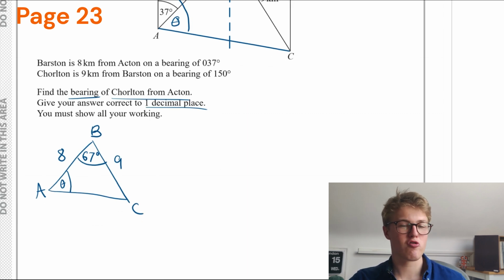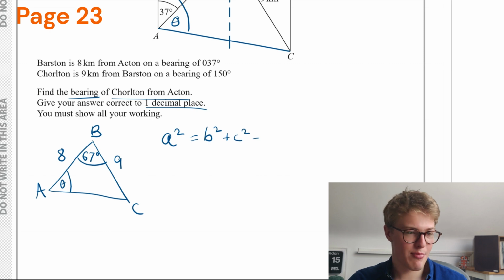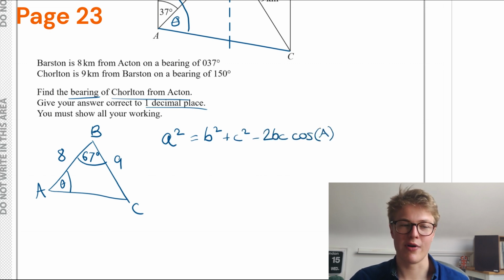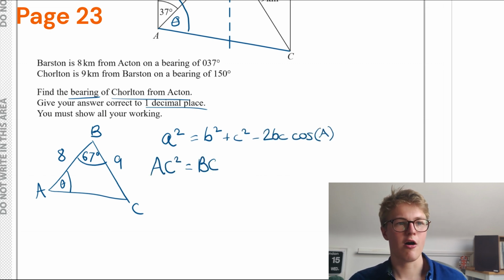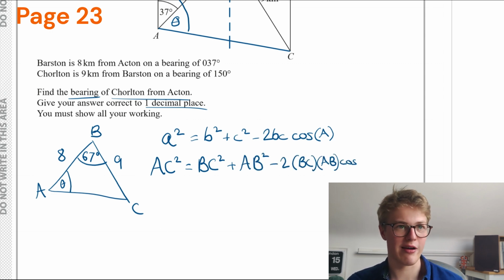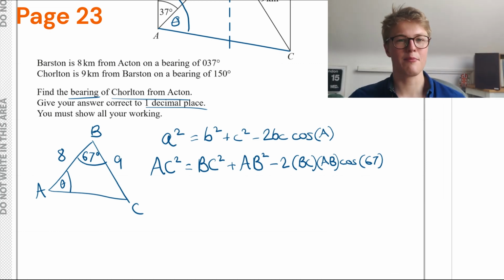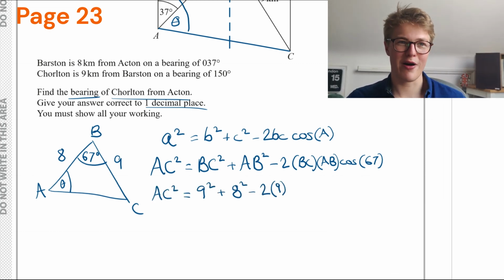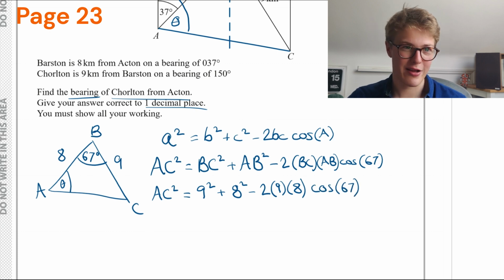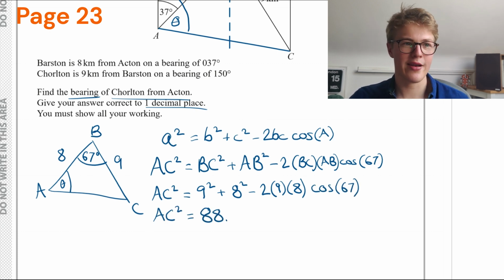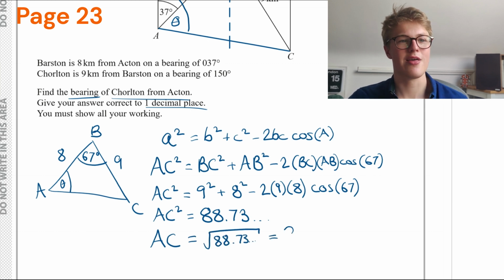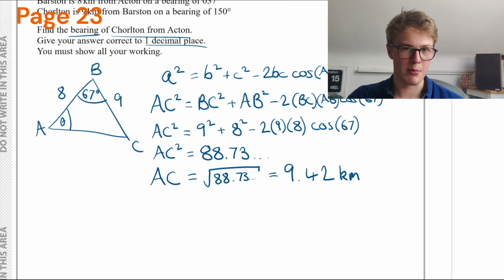Now we can write out our triangle for the whole thing. So ABC, we're going to have 8 as our value for AB because we're told that already. Our value of BC is 9, which we're told already, and then 67 degrees, which is the angle we've just calculated for ABC. Then I'm going to use theta as my angle for BAC, because we need to find the bearing of Chawton from Acton. Using the cosine rule, we end up with AC squared equals 88.73, and therefore AC is the square root of 88.73, which is 9.42 kilometres.